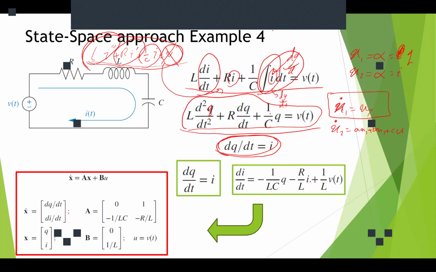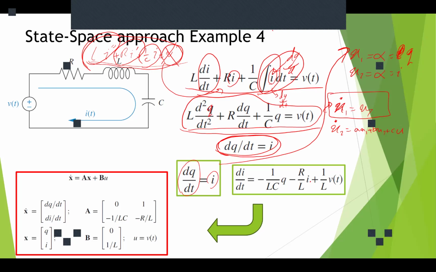Are we good? Now, that means x1 dot is going to be equal to x2. x1 is q, so q dot is equal to x2, which is I. We already know that, but I wanted to get it from the state space modeling that we have here. Are we good so far? Any question?